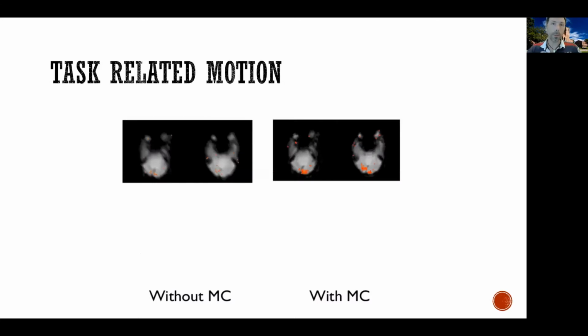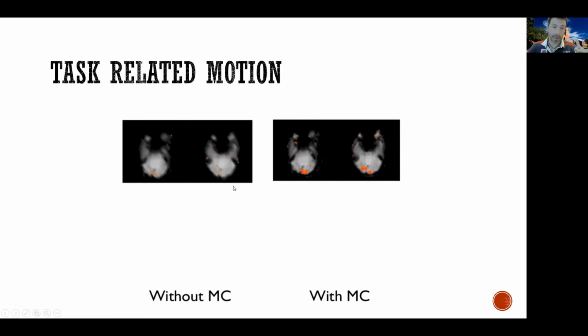Now, there's one important point to make with respect to motion. Sometimes the way in which correcting for motion affects your data and your statistical analysis can differ. Let me explain. Look at the graph on the left. This is an analysis that was run, and you're seeing here some significant voxels. And this analysis was done without doing motion correction.